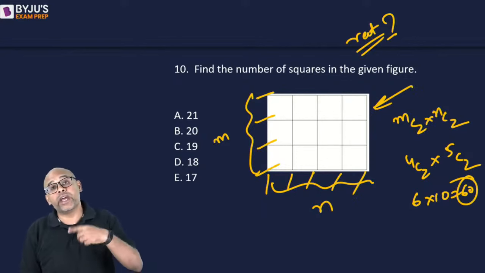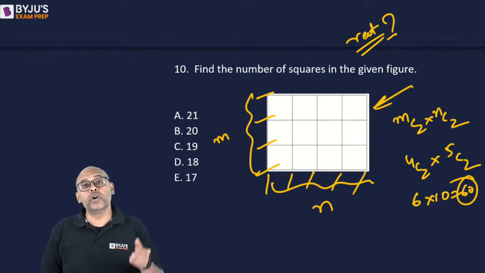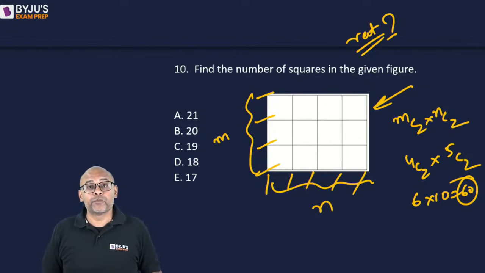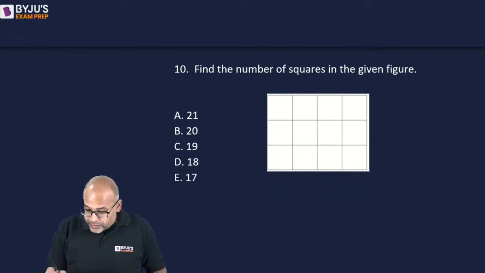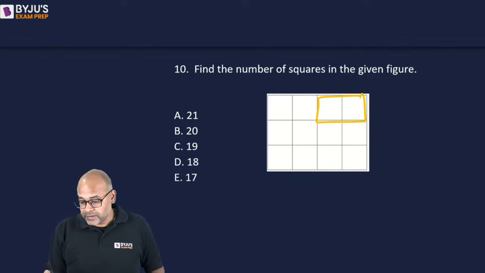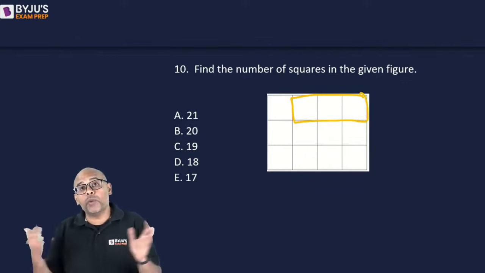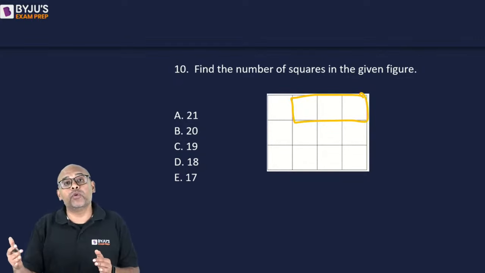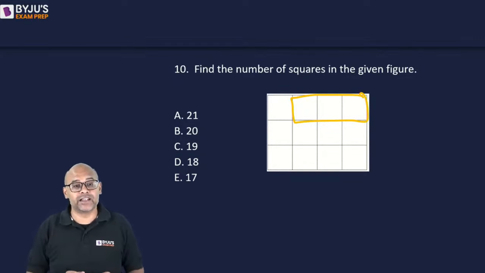Because remember, squares are already counted as rectangles. So you already have 20 squares. You will have 40 extra rectangles. Where are those rectangles? I'll show you. This is a rectangle. This is a rectangle. Then you'll have this also as a rectangle. Like this, if you count all possible rectangles, you will have 40 more. So 20 squares plus 40 more, totally you will be getting 60 rectangles.